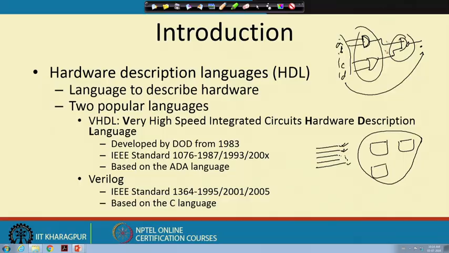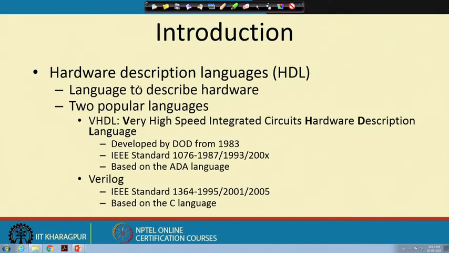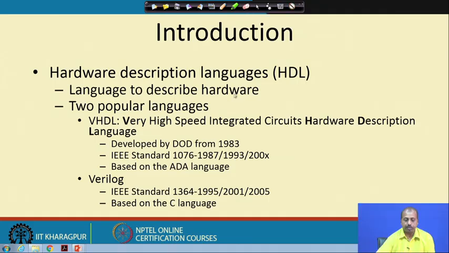And similarly, hardware languages are not suitable for software, because hardware will assume that whatever you have described in that language, everything is in parallel. So, it will not be able to capture the inherent sequentialism that you need in case of software. So, coming back to the point, we have got this hardware description language.